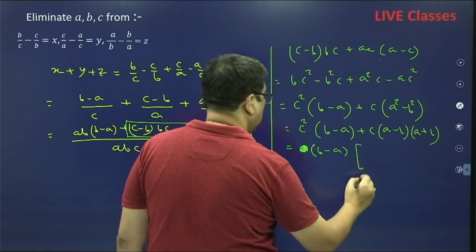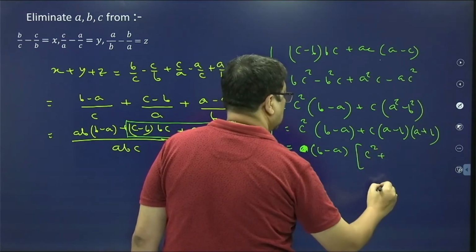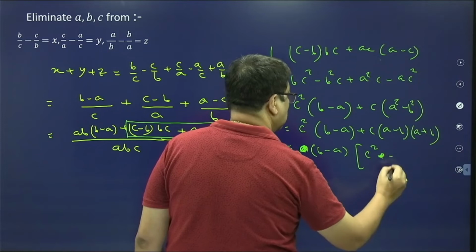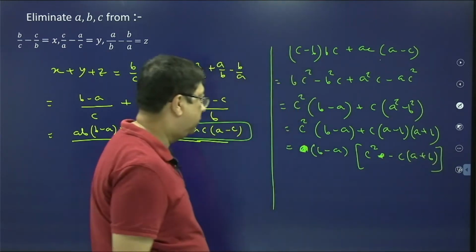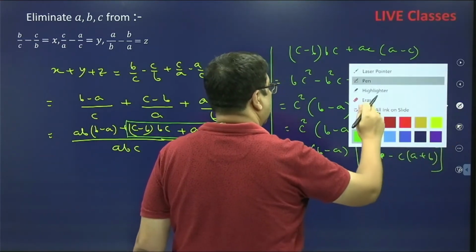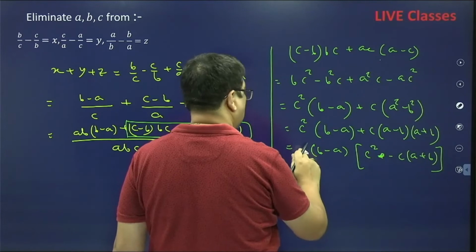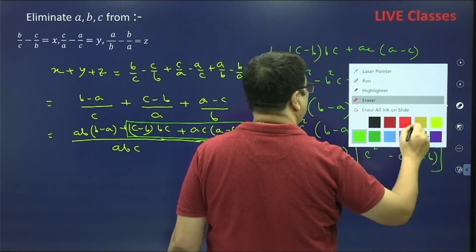So I am taking b minus a common here. If I take b minus a common, this is coming c square minus c into a plus b. So we are getting this thing. Let us remove some portion so that it looks good.